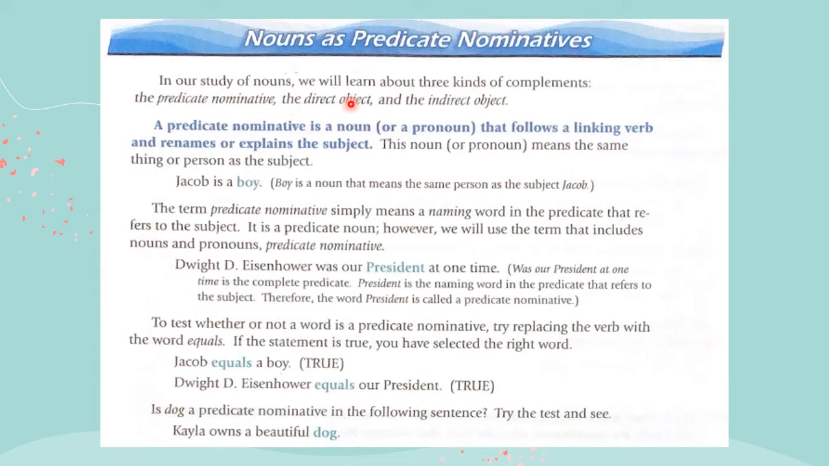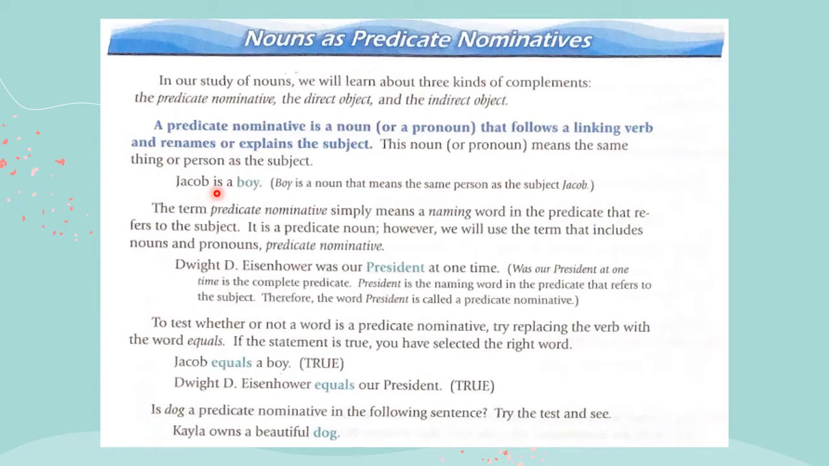In our study of nouns, we will learn about three kinds of complements: the predicate nominative, the direct object, and the indirect object. So today we're going to focus on the predicate nominative. A predicate nominative is a noun or a pronoun that follows a linking verb and renames or explains the subject. This noun or pronoun, but we're going to focus on nouns right now, means the same thing or person as the subject. For example, Jacob is a boy. Boy is a noun that means the same person as the subject, Jacob.